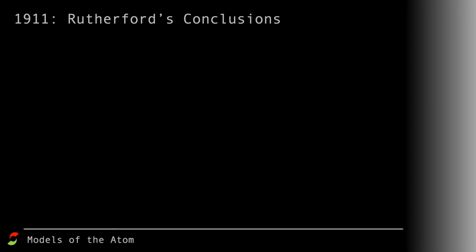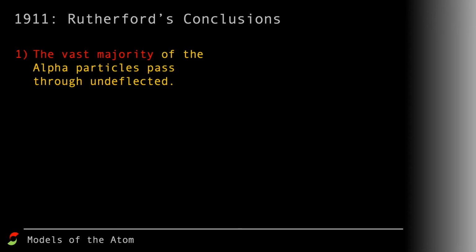So what were the conclusions based on those observations? Well, if we start with the first observation, that the vast majority of the alpha particles pass through undeflected, Rutherford concluded from that most of the atom must be made up of nothing. In terms of volume, if we think about the atom as a sphere, the vast majority of the volume of that atomic sphere is mostly made up of nothing.